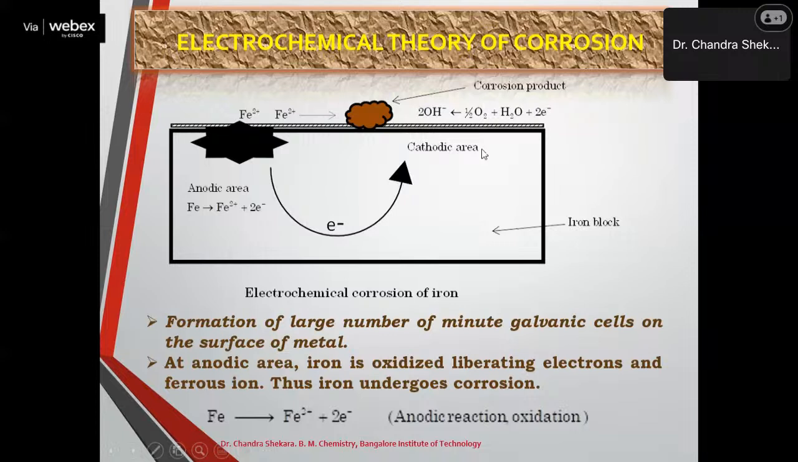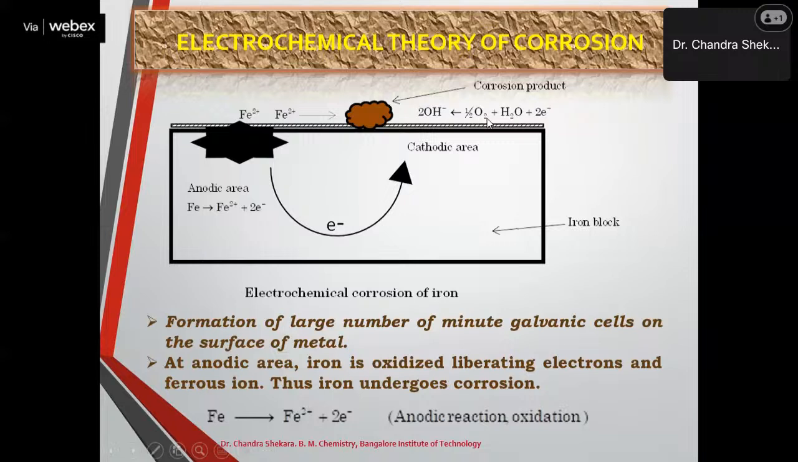Now, the cathodic area has higher potential. Therefore, the reaction that occurs at the cathodic area is reduction. In the cathodic area, iron metal is already in the reduced form. Therefore, iron metal cannot undergo further reduction. So what happens here is that whatever chemical species are present on the iron metal at the cathodic area undergo reduction.